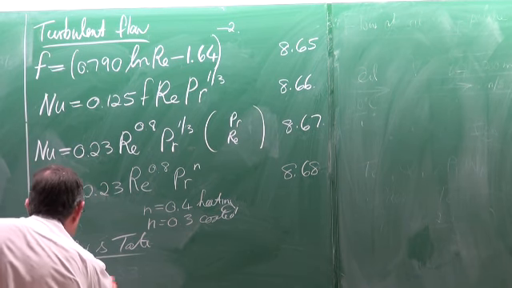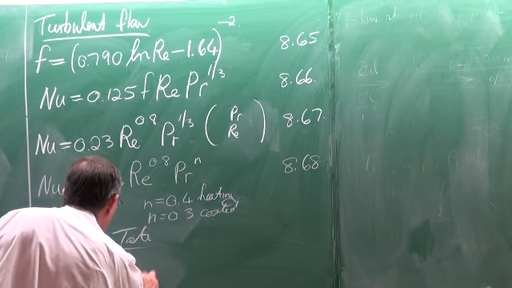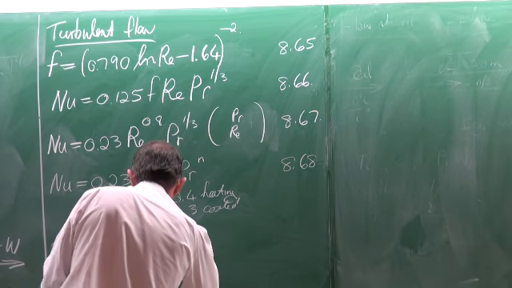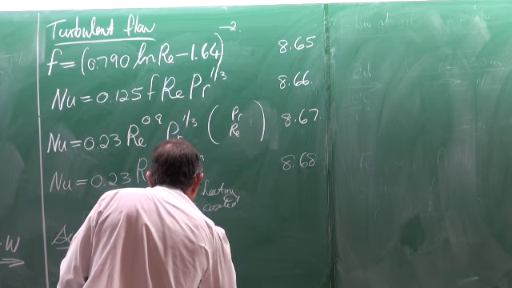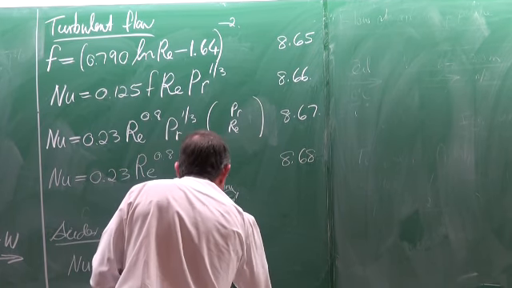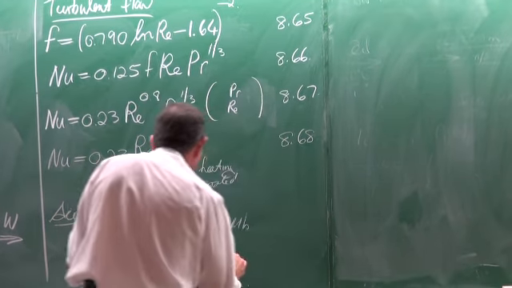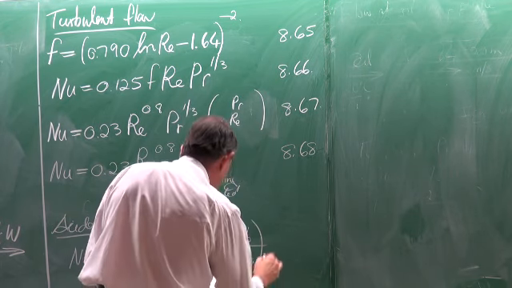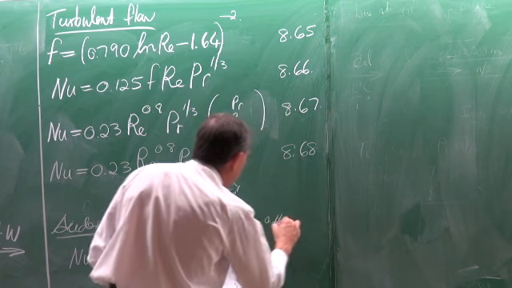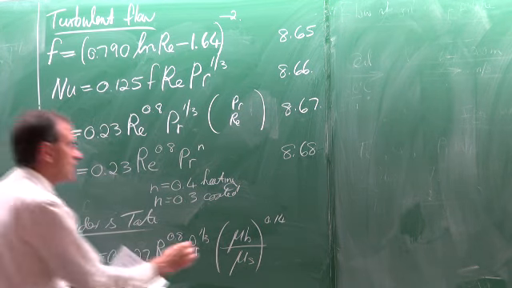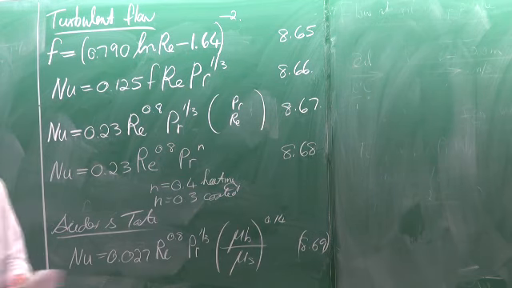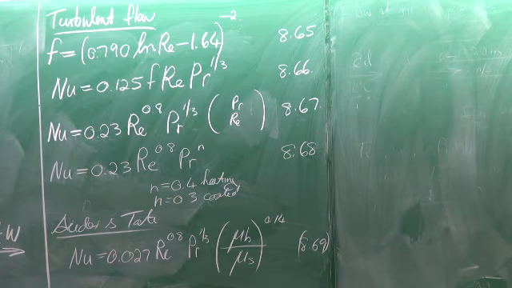And that equation is the Nusselt number is equal to 0.027 multiplied by Reynolds to the 0.8, Prandtl to the third, and now the viscosity ratio, the viscosity bulk divided by the viscosity on the surface to the 0.14. And that is equation 8.69. And if you read the fine print, it says where there are large changes in properties.